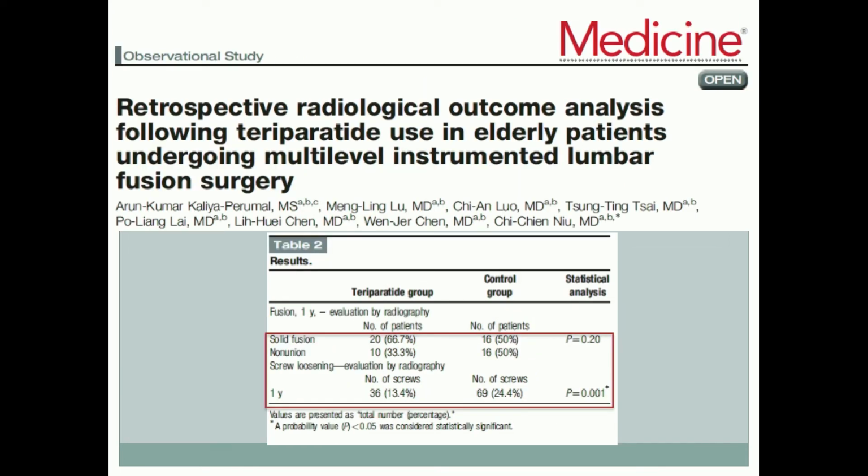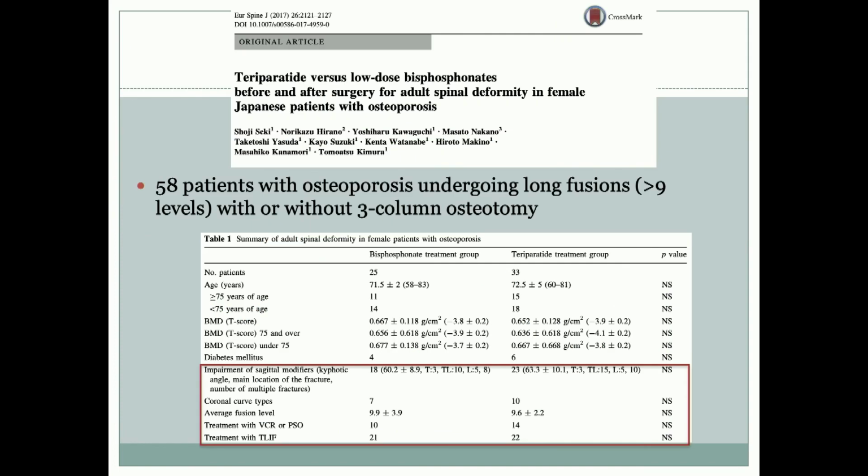And this was a retrospective study which also found a significant reduction in the rate of pedicle screw loosening in patients treated with Forteo. They also reported a non-significant improvement in fusion rate in patients treated with Forteo. So the thought is that one of the mechanisms of how Forteo works is that perhaps it improves spinal fusion rates by positively affecting the implant fixation.